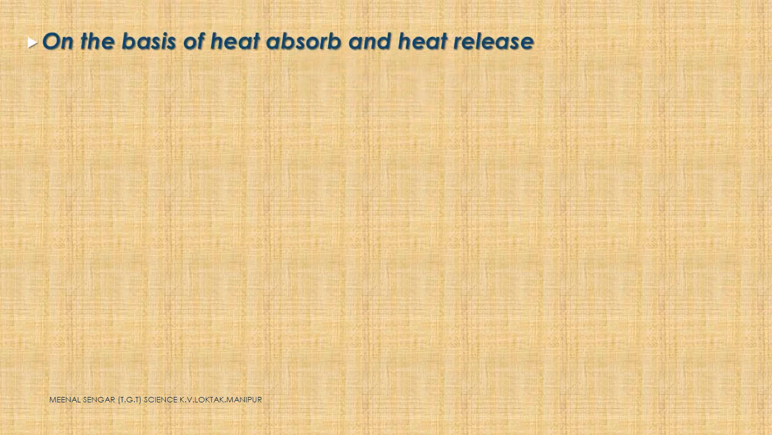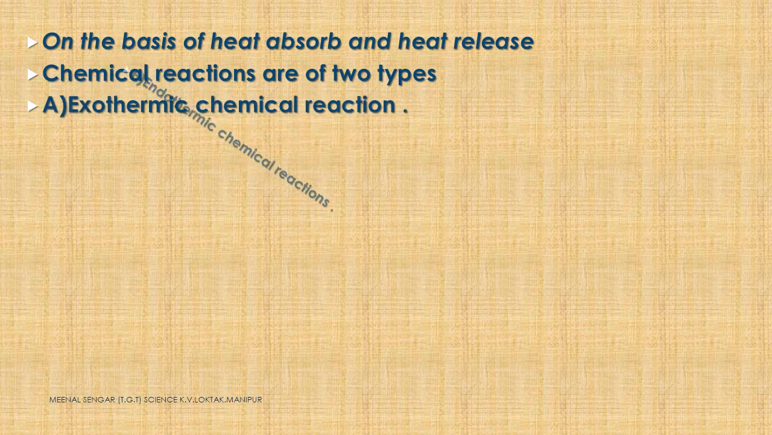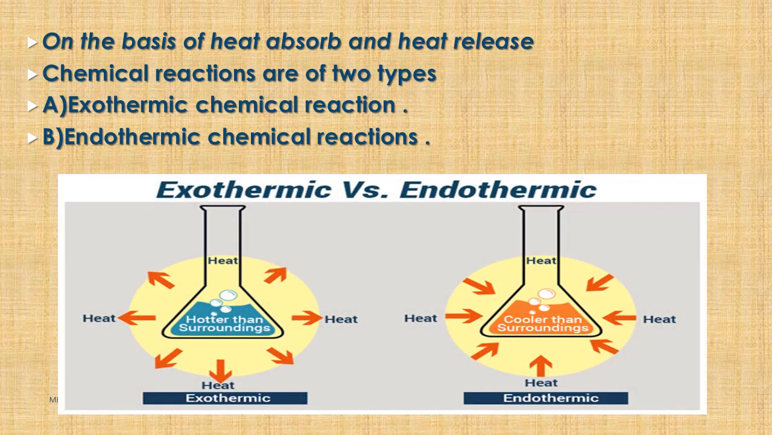Coming to our next slide, on the basis of heat absorbed or released by the chemical reaction, chemical reactions are of two types. Number one is known as exothermic and the other one is known as endothermic chemical reaction. We can explain this by the following example. In an exothermic reaction, heat is released out. You can see the arrows coming outside. That means the solution is hotter than the surroundings. That means heat is passed to the surroundings. That is why it is known as exo.